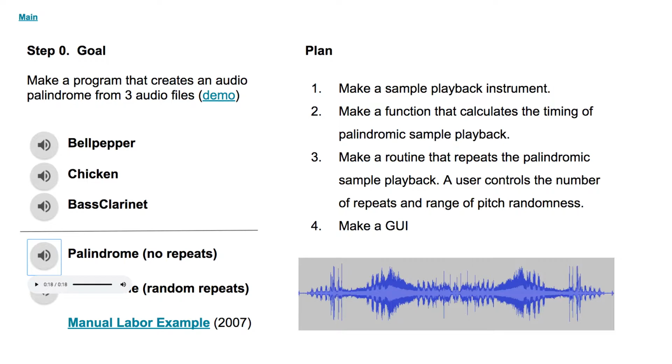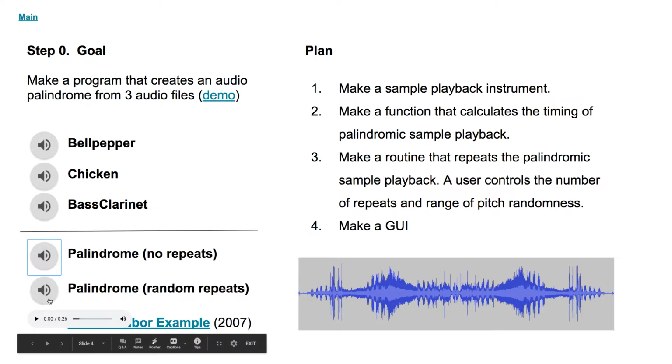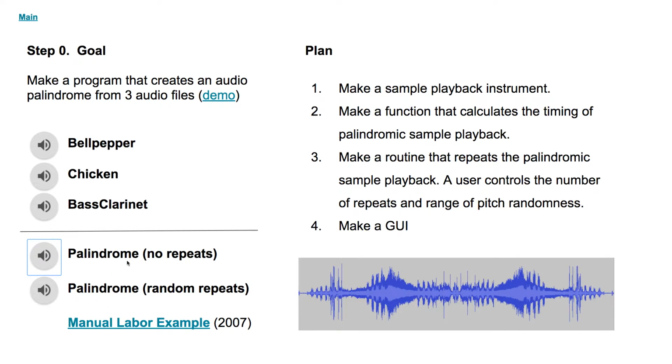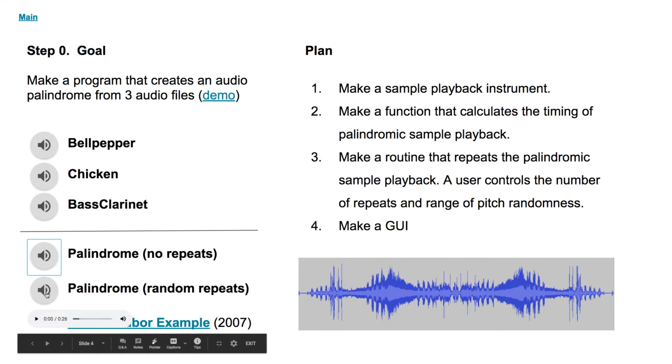Now, what we are going for is to go one step further. We are going to make a palindrome with the same principle, but we can control how many times each sample will be repeated, and also we can change the pitch and the speed of each sample. So it's going to sound something like this.